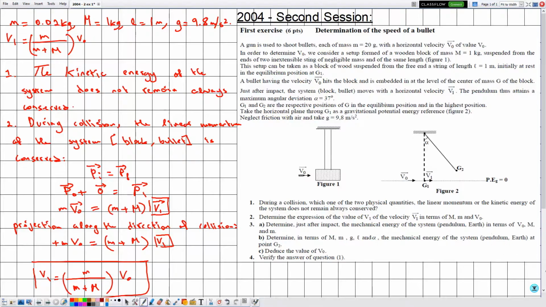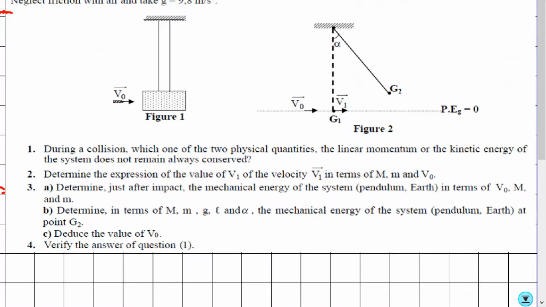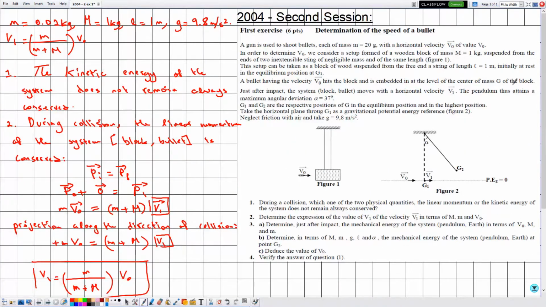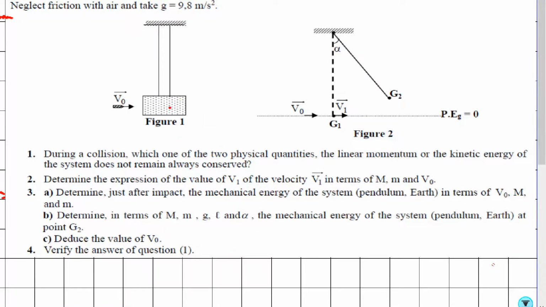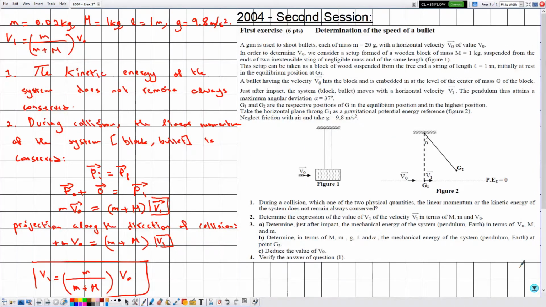Okay, now number 3, part A. They are telling us: determine just after the impact the mechanical energy of the system pendulum earth in terms of v0, m and M. So here we are referring to the pendulum which consists of the bullet and the body together. This is just after impact, because now the block contains in it the bullet. So let me make some space.